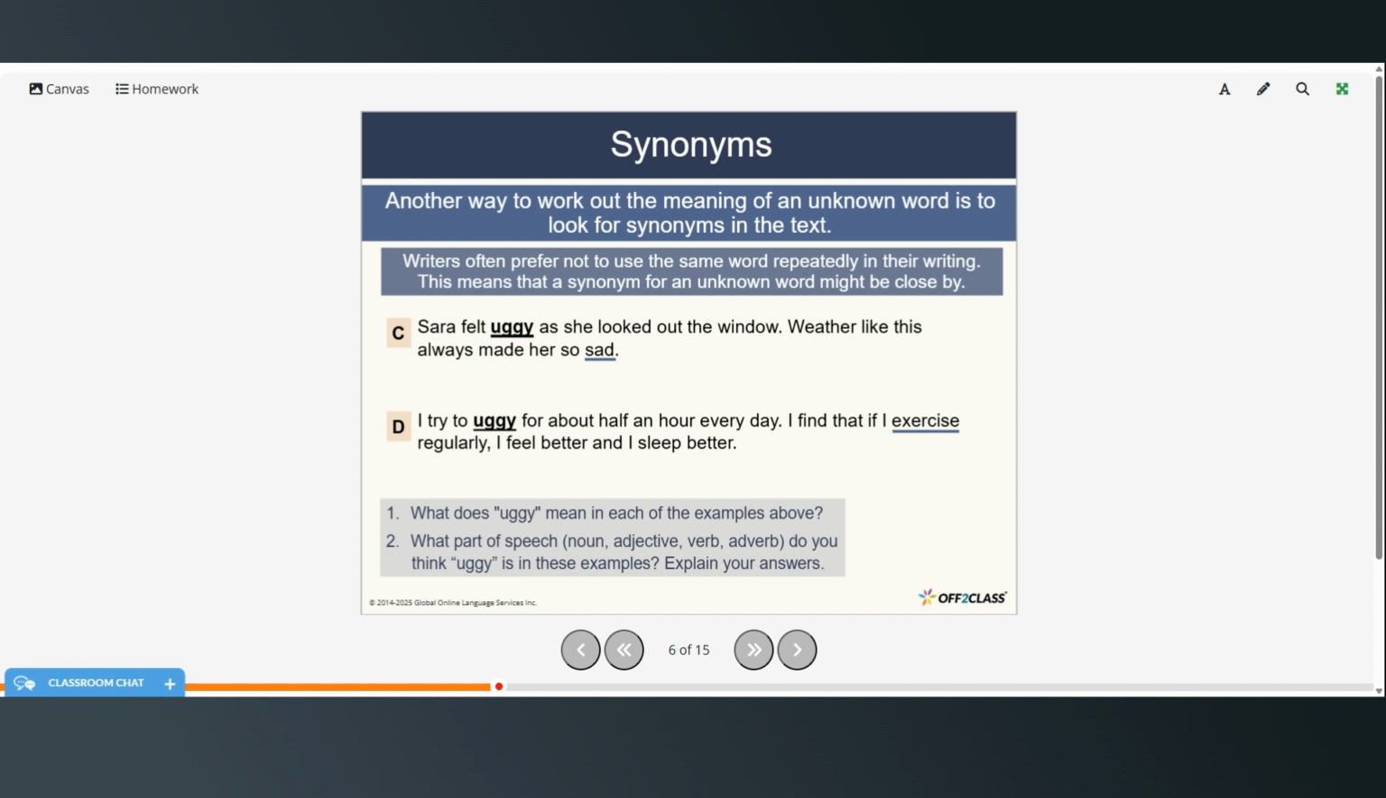I try to ugly for about half an hour every day. I find that if I exercise regularly, I feel better and I sleep better. So here it's suggesting that ugly is a type of exercise. And the part of speech, here ugly would be an adjective. And in this one, it would be a verb.